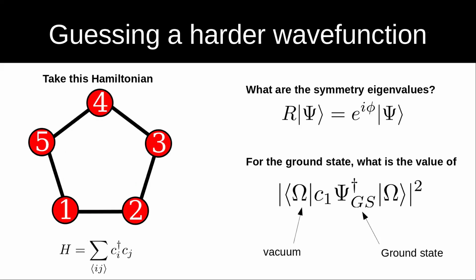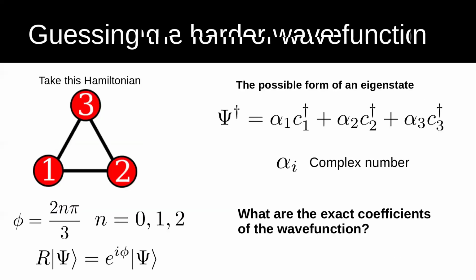Let us look at a slightly more complicated problem. Let's imagine that instead of having 3 sites, you have 5 sites, and these 5 sites have first neighbor hopping. So you have a first neighbor tight-binding model. Now I'm asking you again, what are the symmetry eigenvalues that this Hamiltonian has? You can very easily see that this is just the generalization of the previous problem. So instead of having 2nπ over 3, you will have 2nπ over 5.